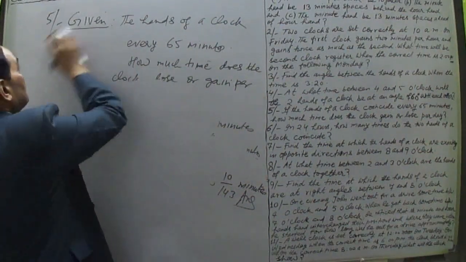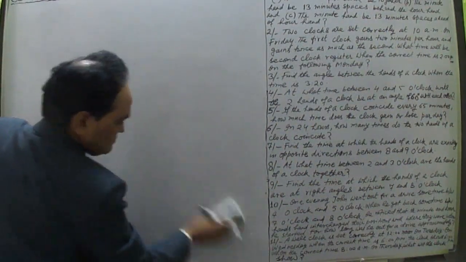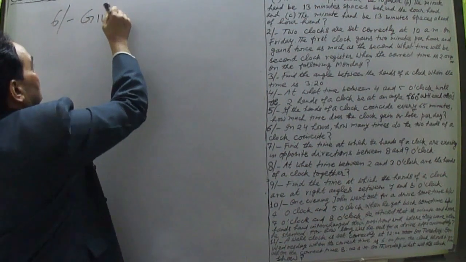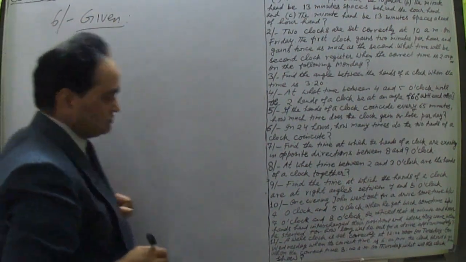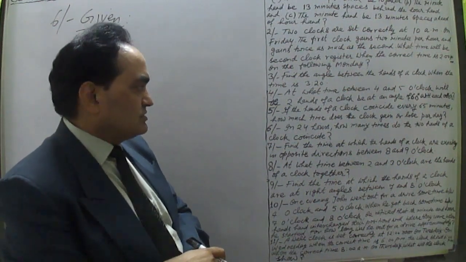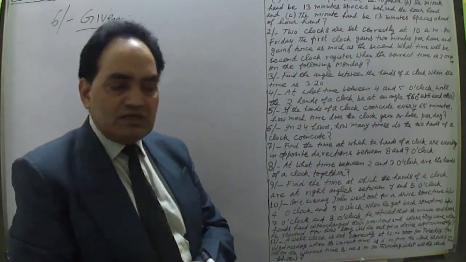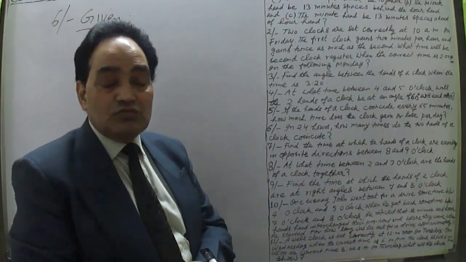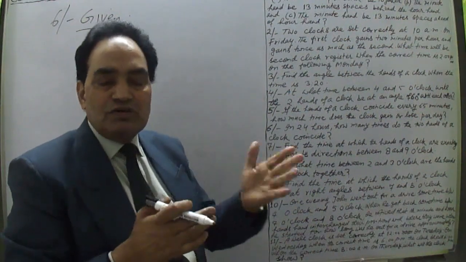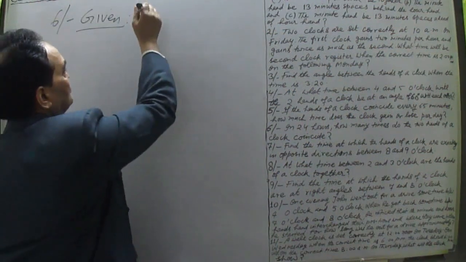This is question number 5. Let me now talk about question number 6. Now question number 6, try to understand this question. It says, in 24 hours, how many times do the two hands of a clock coincide? As I have told you, in 12 hours the two hands coincide 11 times. So in 24 hours it will coincide 22 times. Simple.